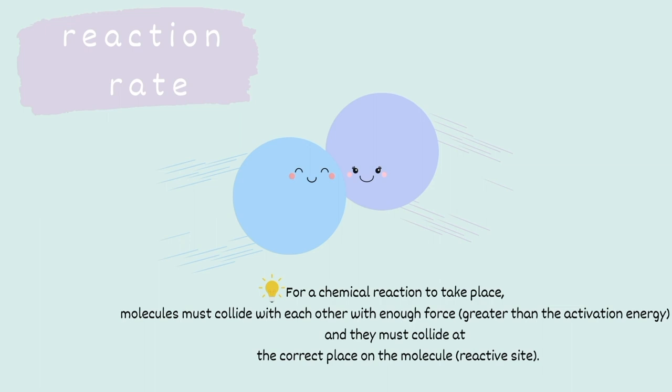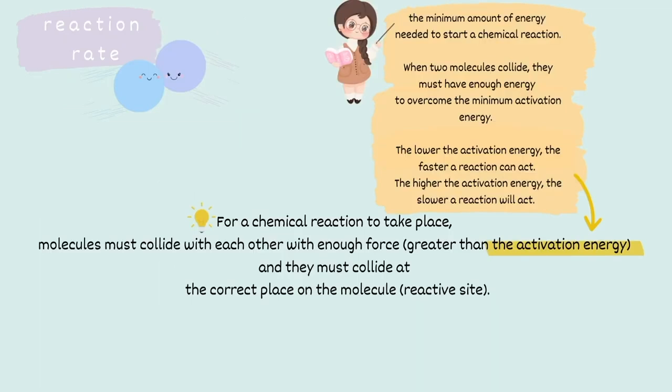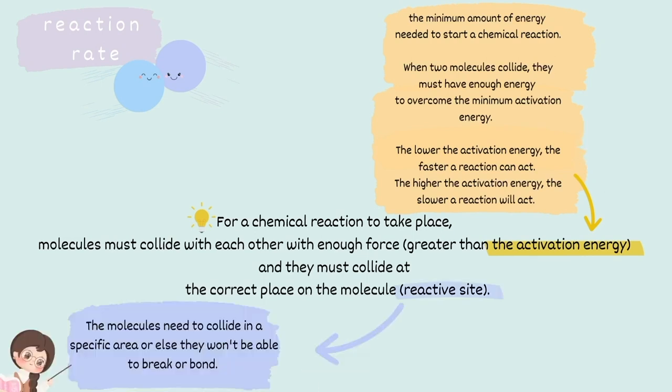Let's break this sentence up a bit more. The activation energy is referring to the minimum amount of energy needed to start a chemical reaction. When two molecules collide, they must have enough energy to overcome the minimum activation energy. And the lower the activation energy, the faster a reaction can act. The higher the activation energy, the slower a reaction will act. The reactive site is referring to the specific area where the molecule needs to collide, or else it won't be able to break or bond.